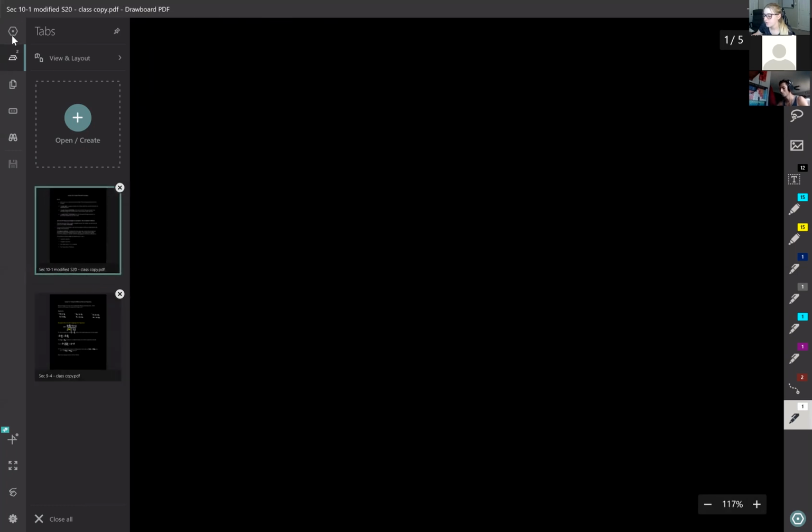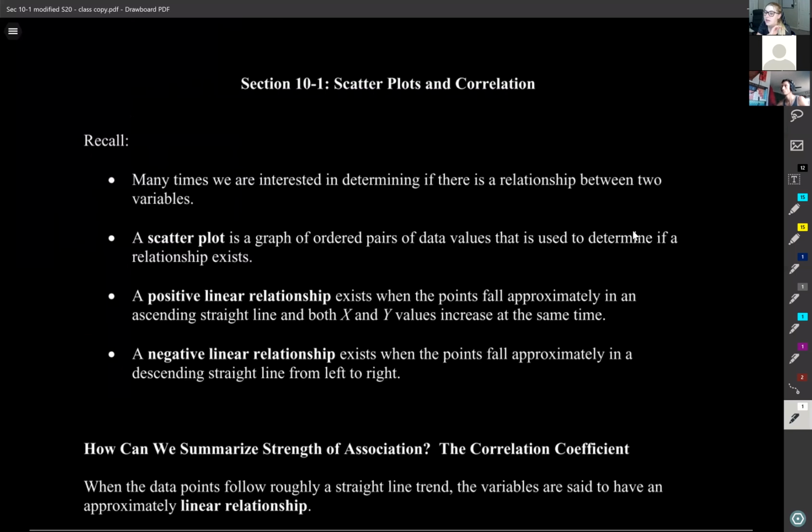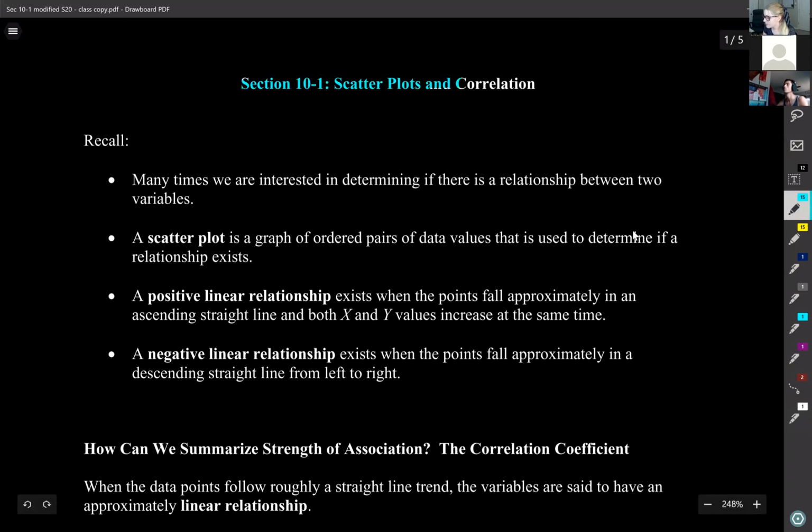Okay, so 10.1, we have done part of this section. We did the scatter plot portion. So 10.1 talks about scatter plots and correlation, and all we talked about at the beginning was just scatter plots. So there's a little recall in here because that was a long time ago. I think that may have been week 1. So there are some definitions in here in case you forgot.